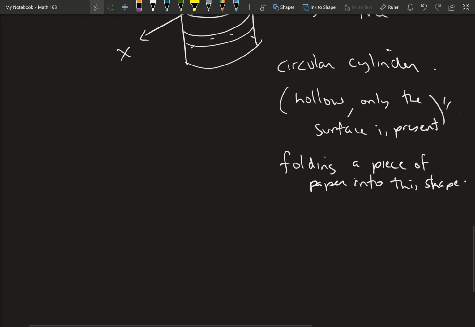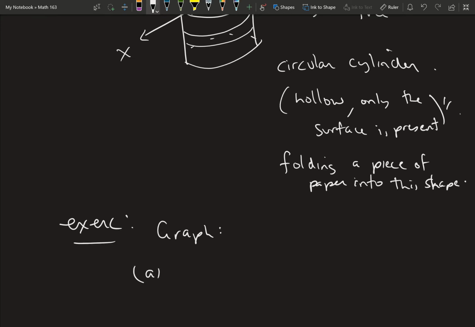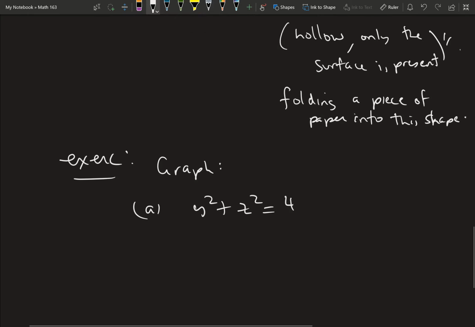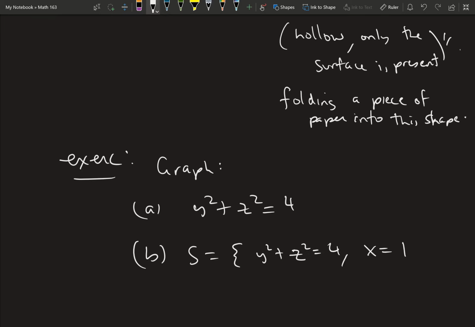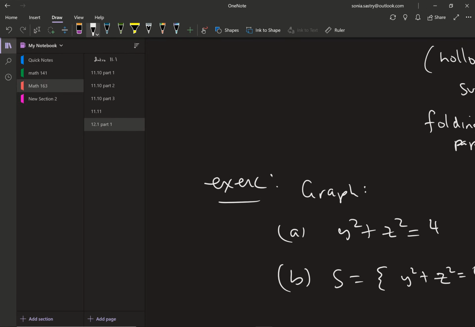I will leave you here with a little exercise, which is kind of similar. So graph the following two things. y squared plus z squared is equal to 4. And then go ahead and graph the following, I'll just call it a set S, which is the set y squared plus z squared is equal to 4, and x is equal to 1. Okay, and we'll start the next video with that particular example.